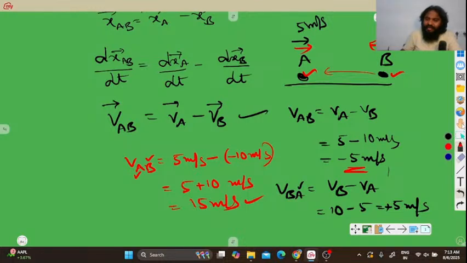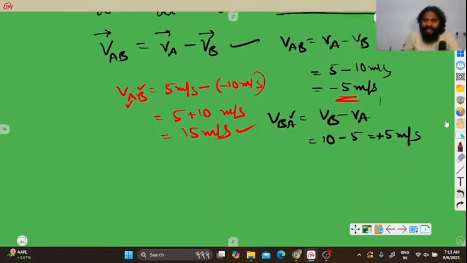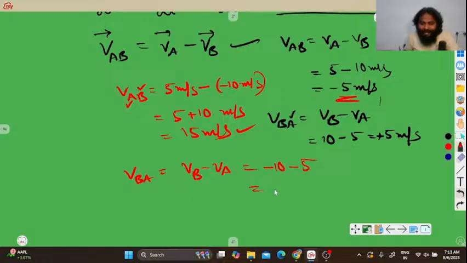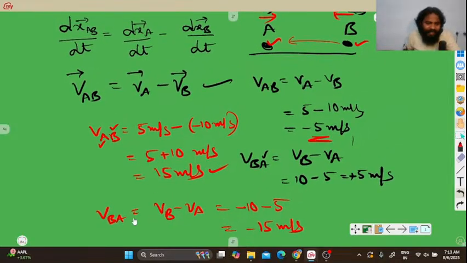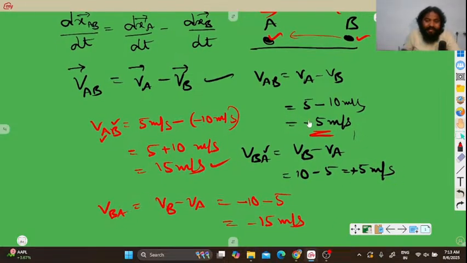In the same way, if you calculate vBA, vBA is vB minus vA. Here, minus 10 minus 5 gives minus 15 meters per second. What does it mean? The person in car A feels that car B is coming towards him. The negative direction is the left-hand side, so the minus symbol tells us that the car is coming leftwards at 15 meters per second speed. This is about relative velocity.